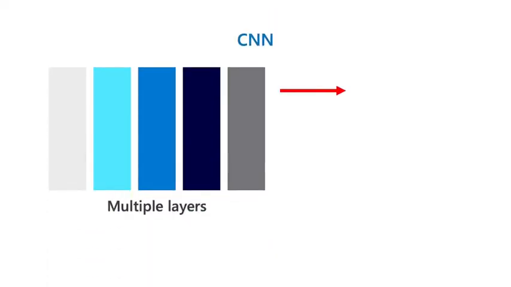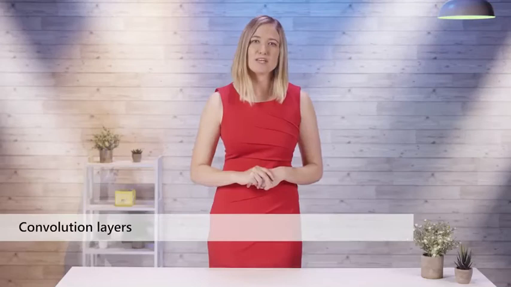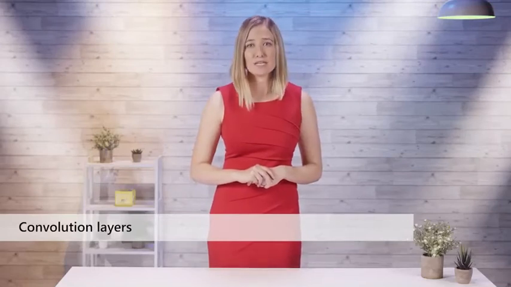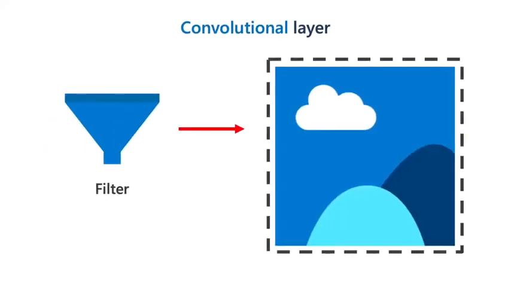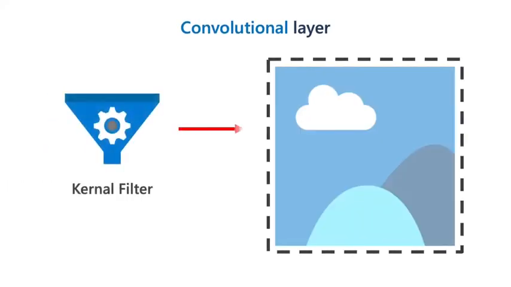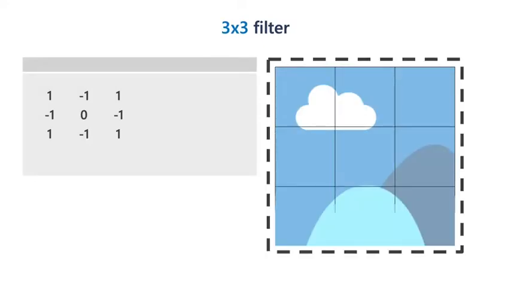CNNs consist of multiple layers, each performing a specific task in extracting features or predicting labels. One of the principal layer types is a convolutional layer that extracts important features in images. A convolutional layer works by applying a filter to images. The filter is defined by a kernel that consists of a matrix of weight values. For example, a 3x3 filter might be defined with value choices of -1, 0, and 1. An image is also just a matrix of pixel values.